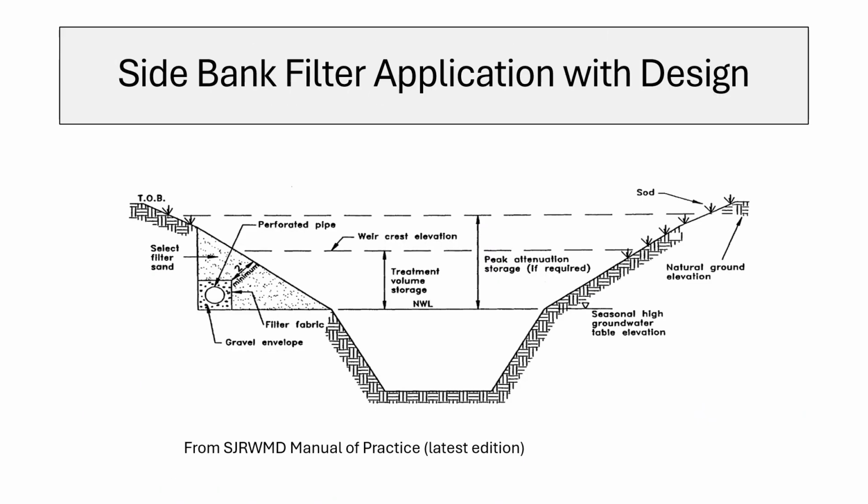This schematic comes from the St. Johns River Water Management District Manual of Practice, which represents the latest accepted guidance for stormwater design in that region. It illustrates one standard configuration for a side bank filter application, showing how the system is laid out and how the components work together. It is worth noting that this is not the only acceptable design approach. Review agencies will consider other side bank filter schematics as well, as long as they meet the applicable design standards.